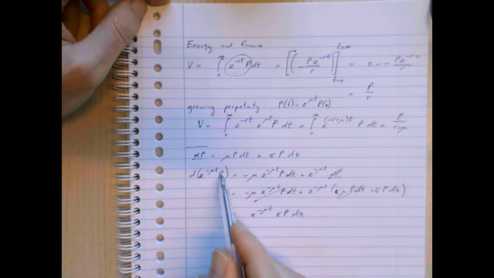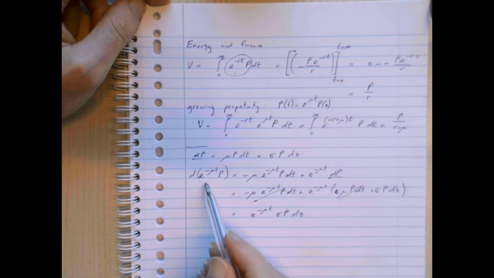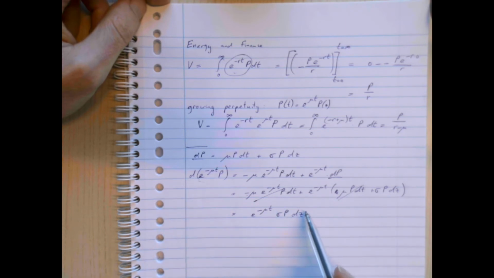So what you see is that the increment over time of this expression, so not p itself but, if you wish, p discounted with its drift rate, is something which has no drift. It only has stochastic terms.